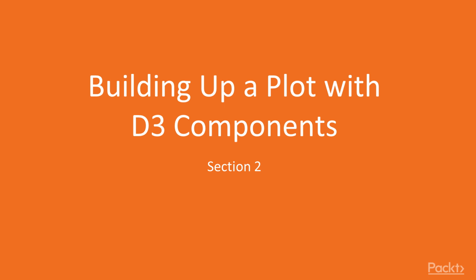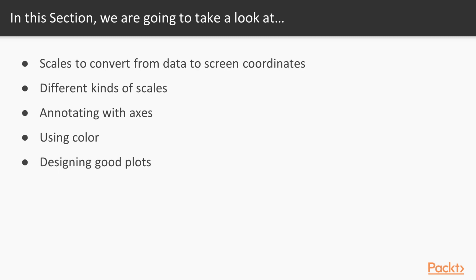In today's video, the first of section 2, we're going to see about all the components needed to build up a plot that has the normal pieces we would think of with a good data visualization. In this section, we're going to see how to use scales to convert from data to screen coordinates, the different kinds of scales that D3 provides, how to annotate our axes, how to use color, and finally, how to design good, aesthetically pleasing plots that are also good at conveying the information we want to show.